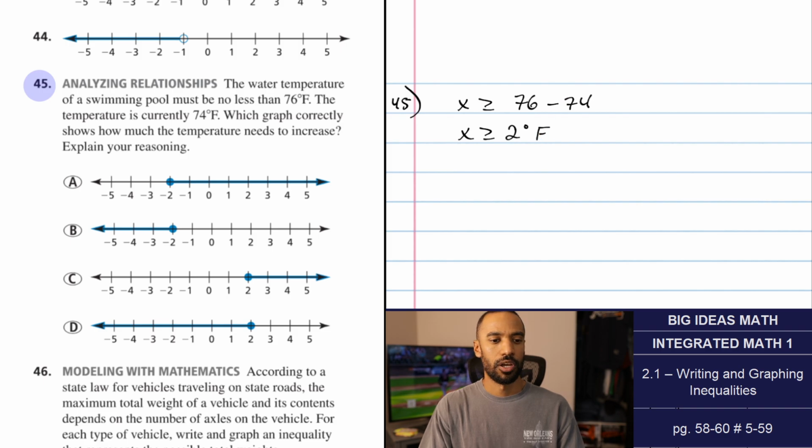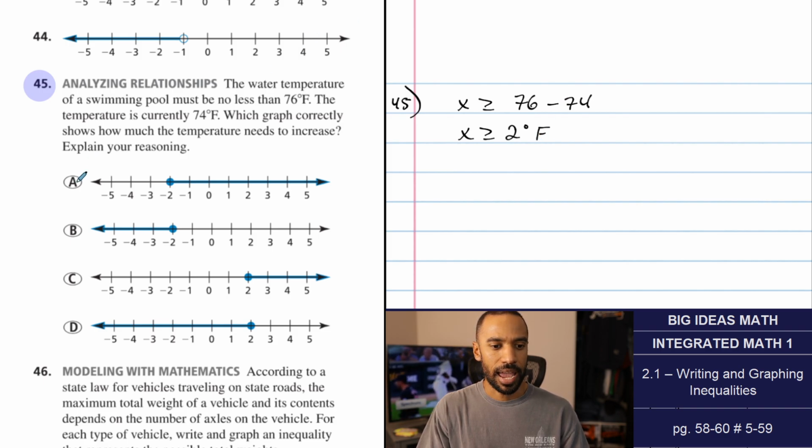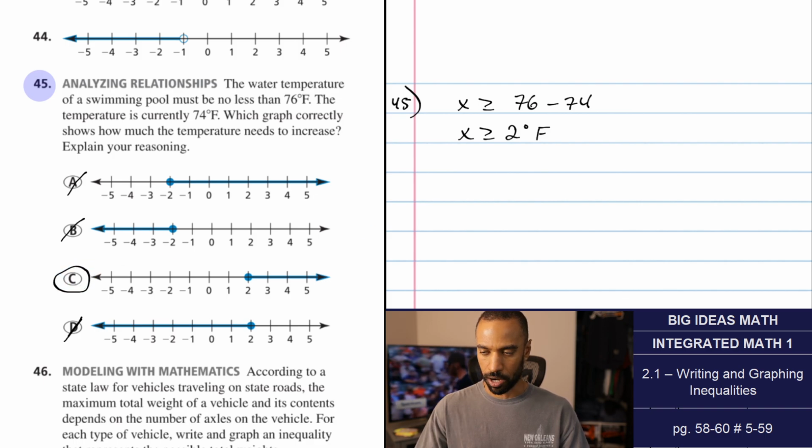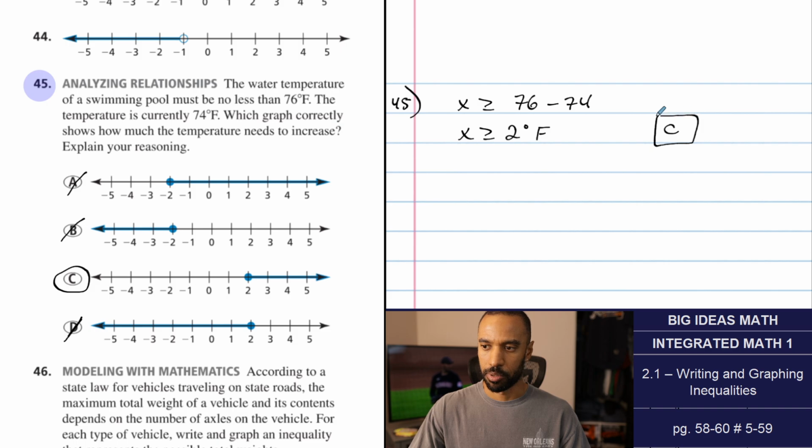So which graph represents that? It's not A, that's negative 2. So the wrong boundary values here. These are the correct boundary values, but D are numbers that are less than it. We need C right there. This needs to be our graph. I'm just going to put C right there.